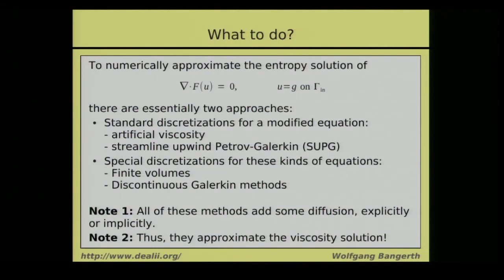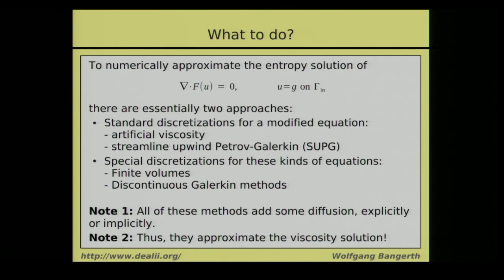All right. So let me come back to how we do this numerically then. Basically, there are two approaches to solving these hyperbolic problems that have infinitely many solutions. Namely, the first approach is that we use a standard discretization for a modified problem. So let's say we add this explicit diffusion term, and then we can use, for example, a Q1 finite element, and we can see what happens if we let h go to 0 and epsilon go to 0.